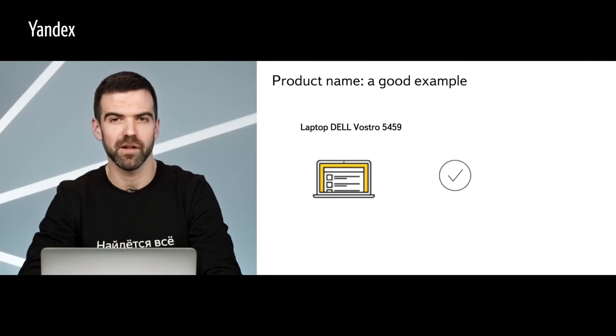Now we've got an example of a good product name. Laptop Dell Vostro 5459. What makes this such a good product name? It tells us everything. We know what the product is, who made it, what model, and what make it is.